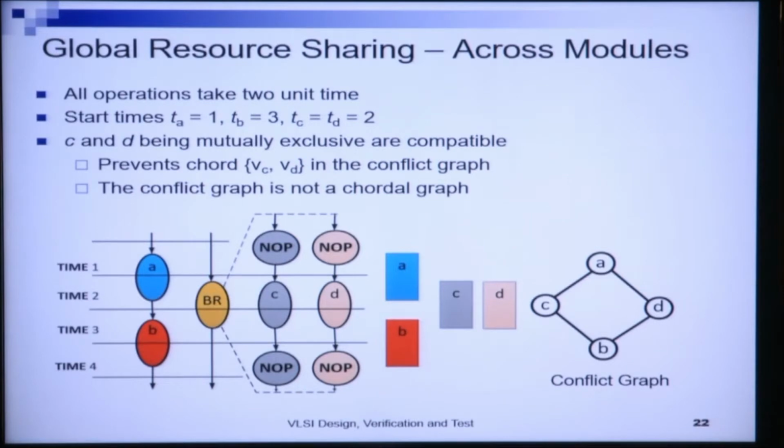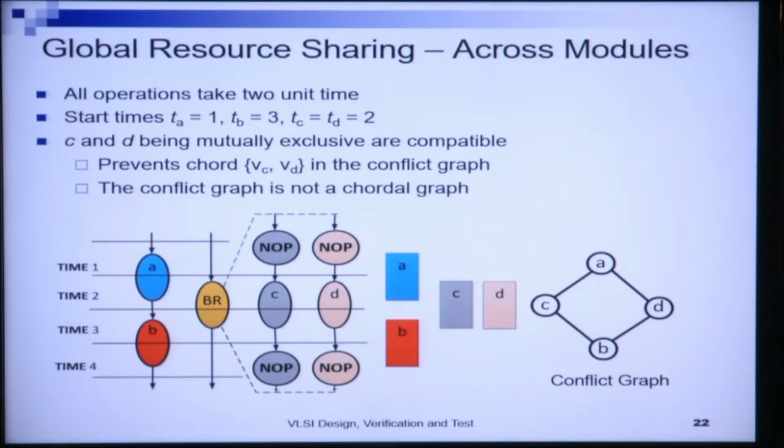Now, C and D being mutually exclusive are compatible, although they execute within the same time step. Because they are mutually exclusive, they can be implemented by the same resource instance, because either C or D will execute, both C and D will never execute, they are mutually exclusive by this branch. And because of this mutual exclusion between C and D, there is not a chord between VC and VD in the conflict graph. And therefore, again we have a non-chordal graph here.